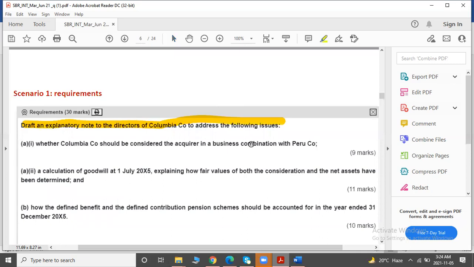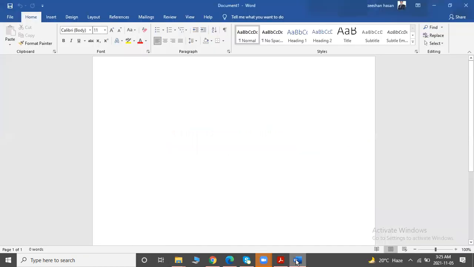Whether Columbia Company should be considered the acquirer in a business combination with Brazil Company is the first requirement, and it will give us 9 marks. So 9 marks means we have to complete this requirement at a maximum of 1.5 minutes per mark. So 1.5 multiplied by 9 is 13.5, which means try to do it in about 13.5 minutes.